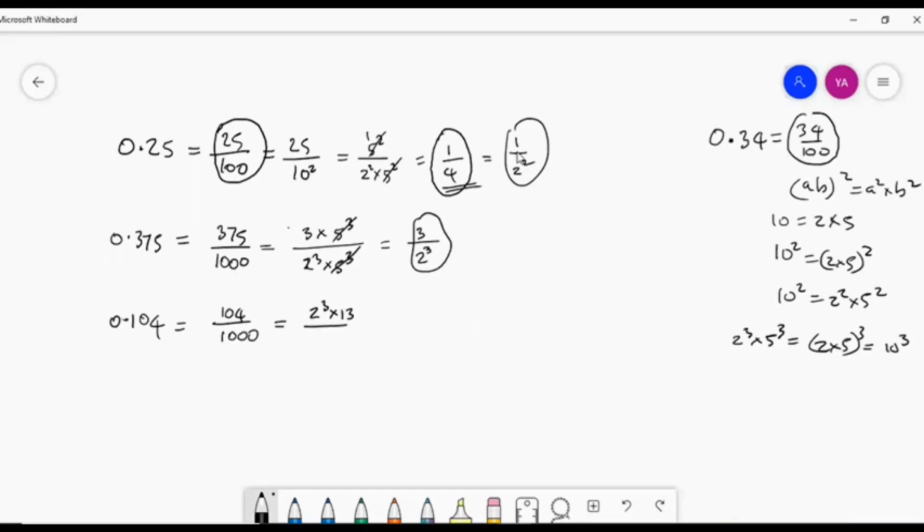What was the prime factorization of 1000? 2 cube into 5 cube. So here the common factors we can cancel, 2 cube with 2 cube. So the balance will be 13 by 5 cube.